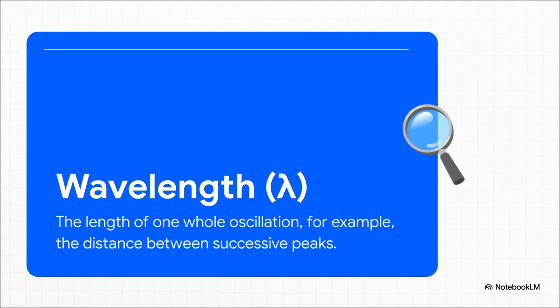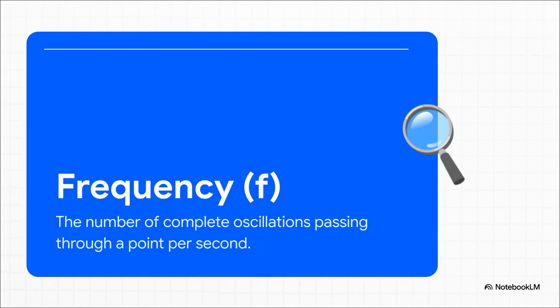This is literally the length of the wave. We use the Greek letter lambda. You see it there, lambda. It's simply the distance from the crest of one wave to the crest of the very next one. That's one full cycle.